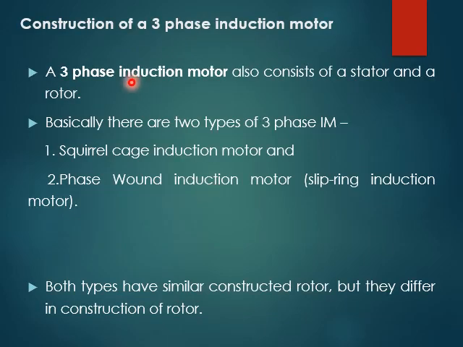Now we'll be looking at the construction of a three-phase induction motor. Basically, there are two types of three-phase induction motor. Right? First one is squirrel cage induction motor. Second is phase wound induction motor, which is also called as slip ring induction motor. Both the types have similar constructed stator, but they are going to differ in rotor construction.